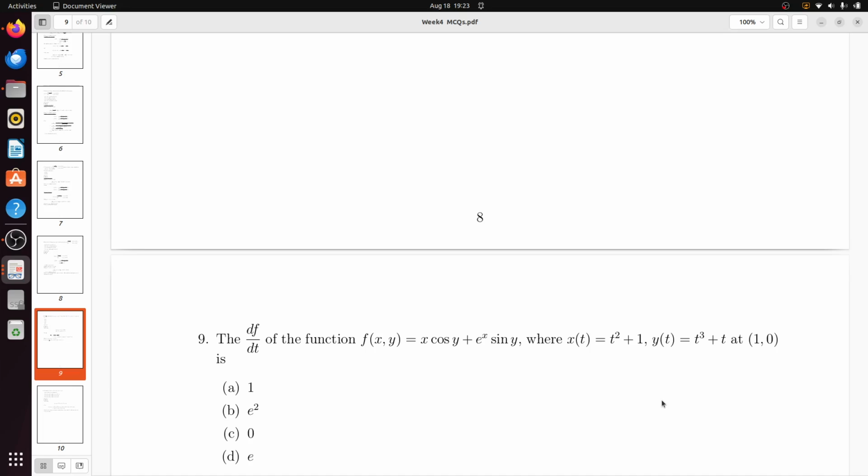So I am just giving you one hint. I hope that you can do it. I am giving 2 to 3 minutes, just solve the problem. So how to solve this problem? Just put x equal to t square plus 1 and y equal to t cube plus t.